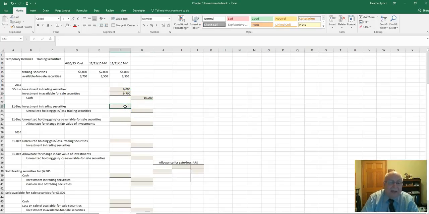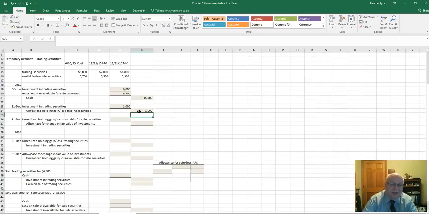Now, remember, these have to be recorded at market value on the balance sheet. They're put on the balance sheet at market value. So trading securities, we can see went from $6,000 to $7,000 right here, which means it increased by $1,000. So we want to increase the account by $1,000. So we debit investment in trading securities for $1,000, and we credit basically an unrealized holding gain or loss on trading securities.